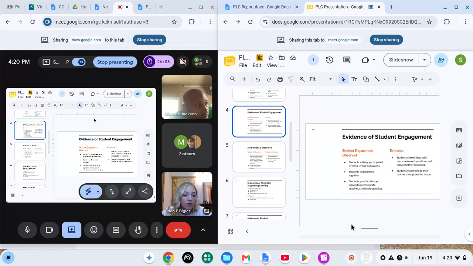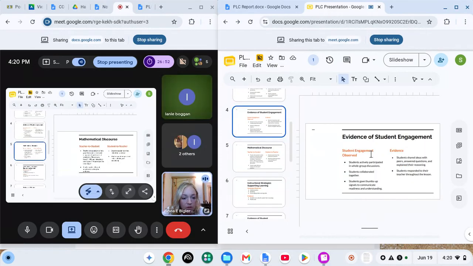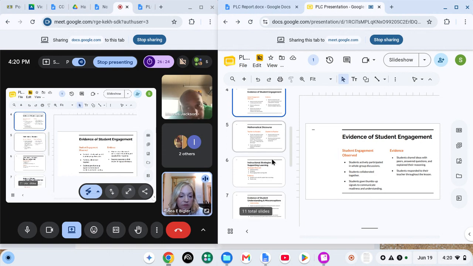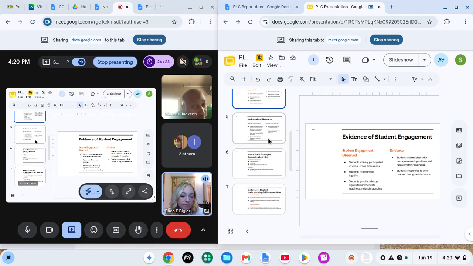And then we have our evidence of student engagement. The student engagement observed, we saw students actively participating in whole group discussions, the students collaborated together, and students gave thumbs up signals to communicate that they were ready and that they understood. Again, then we used the evidence that we saw throughout the video. I felt like a lot of this was kind of repetitive in a sense.